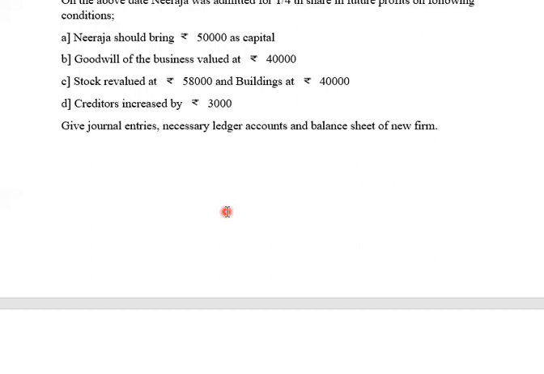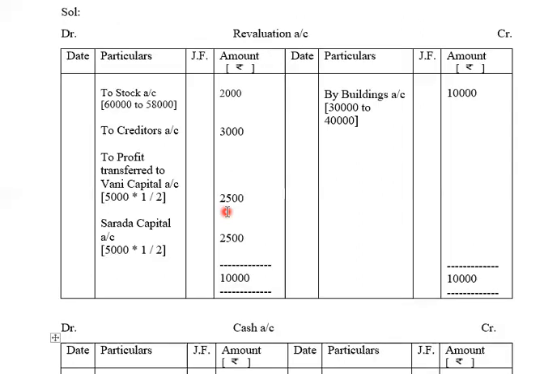Now we'll be balancing revaluation account. How do we balance? Doing the total on both the sides. The total on debit side of revaluation account is 5,000, whereas the total on credit side is 10,000. तो दोनों में कौन सा total ज्यादा है? 10,000 ज्यादा है. So on both the sides we'll be writing the total as 10,000. Subtracting 5,000 from 10,000, we are left with a profit amount of 5,000, which will be transferred to Vani and Sarada in equal ratios.